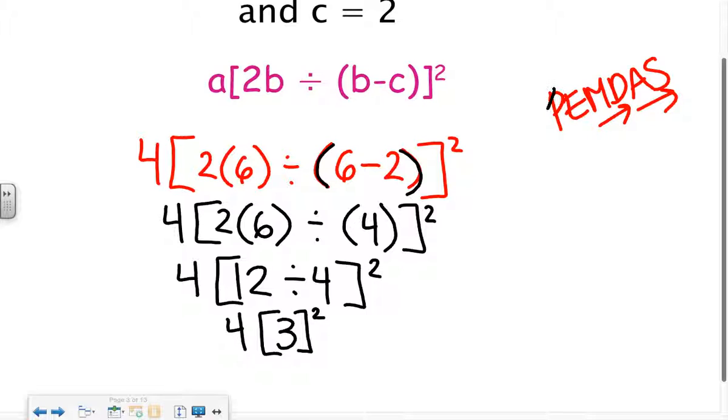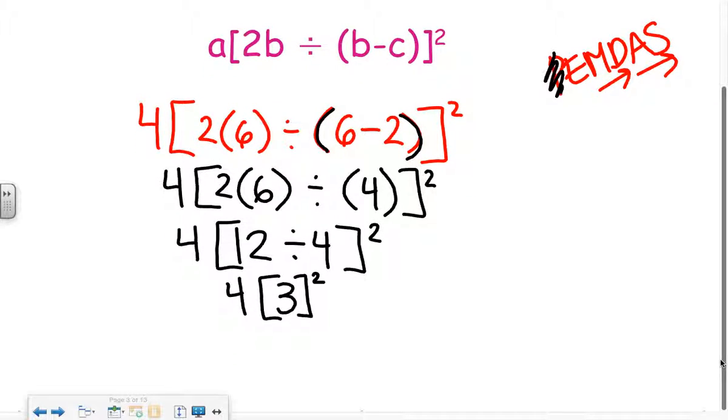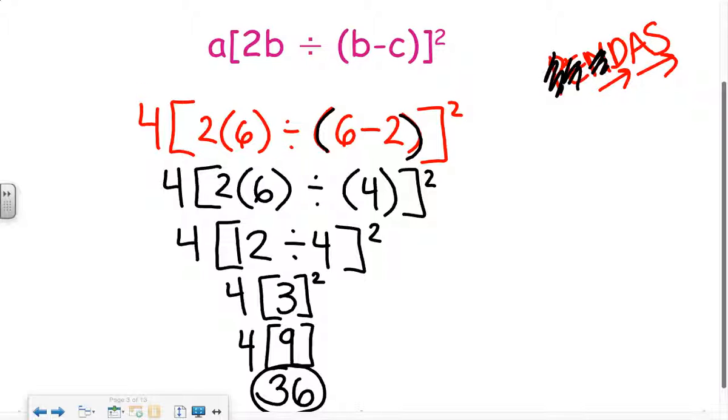So I'm done with all of my parentheses. Now I move to exponents. 3 squared is 9. And then I've just got multiplication. 4 times 9 is 36.